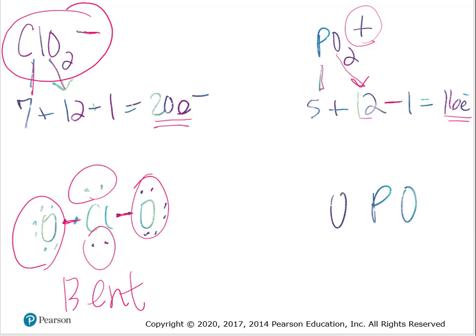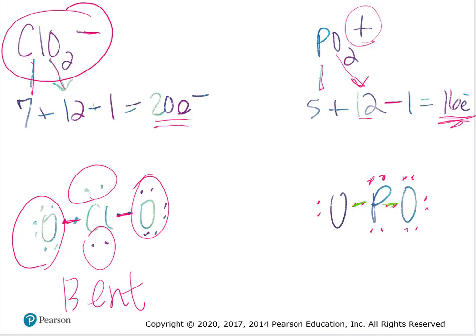Let's look at our PO2 plus. We have 16 electrons for this guy. I'm going to start with 1, 2, 3, 4, 5, 6, 7, 8, 9, 10, 11, 12, 13, 14, 15, 16. Currently, P is happy, having single bonds with both oxygens. This oxygen on the right is happy, it has 8, but the oxygen on the left only has 4.